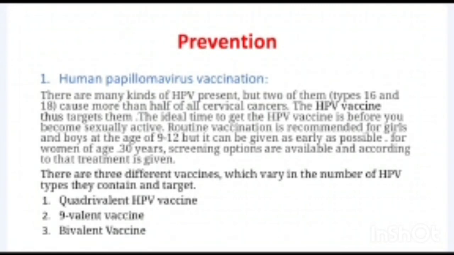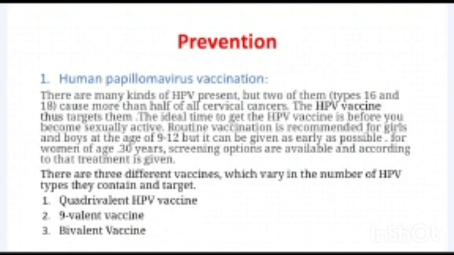Prevention. The first method to prevent cervical cancer is human papillomavirus vaccination. There are many kinds of HPV, but two of them, type 16 and 18, cause more than half of all cervical cancers. The HPV vaccine thus targets them. The ideal time to get the HPV vaccine is before you become sexually active.